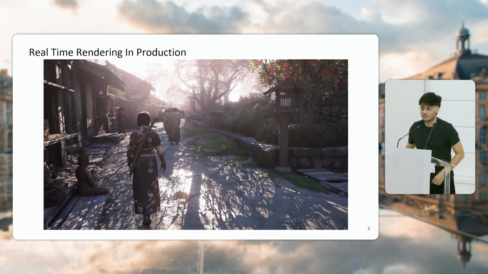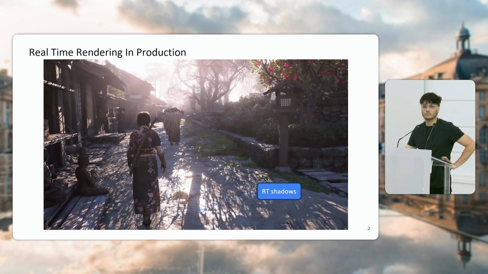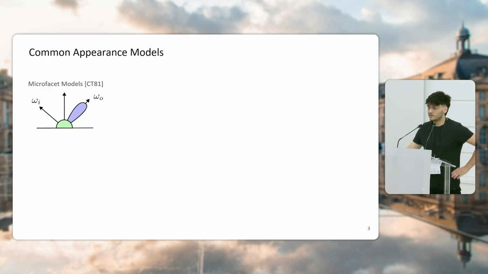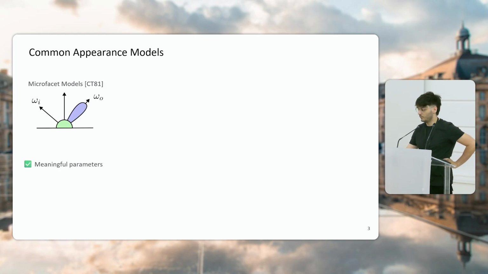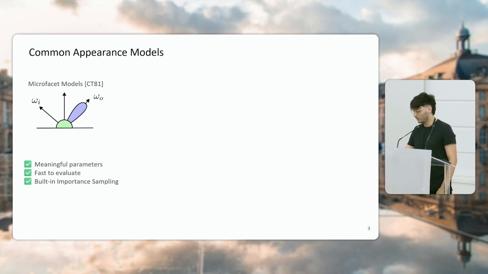So the context is about real-time rendering in production. When you think about modern engines, the main thing you think about is rendering quality, and it's a key thing. Modern pipelines have real-time ray traced shadows, specular GI, or even volumetric fog. But all of this is mostly based on microfacet-derived models. Such microfacet models are interesting for real-time rendering pipelines because they have meaningful parameters. They are very fast to evaluate, and they come with a built-in importance sampling scheme, which is very important, especially when you try to consider ray tracing pipelines with your real-time rendering.